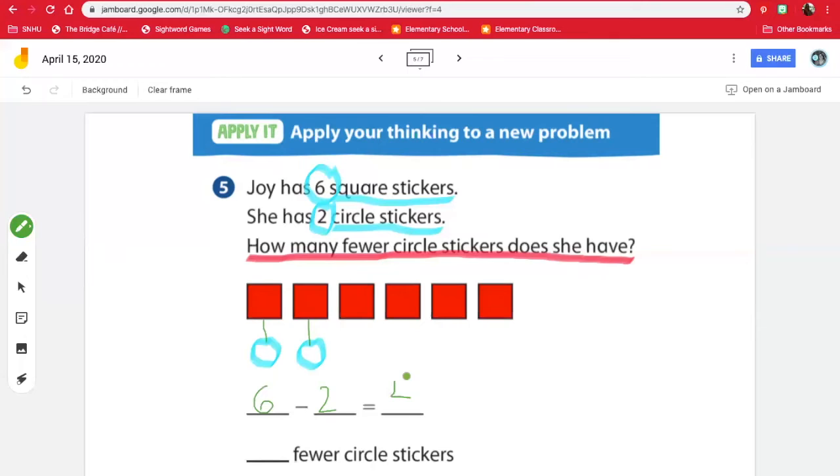We can double check our answer by counting on, put 2 in our calculator and count on to 6. While you're counting, make sure to put your fingers up because we want to make sure we have 4 fingers up when we stop at 6. So put 2 in your calculator and get ready to count. 2, 3, 4, 5, 6. I have 4 fingers up. So there are 4 fewer circle stickers because we can see that there are 4 more red square stickers.